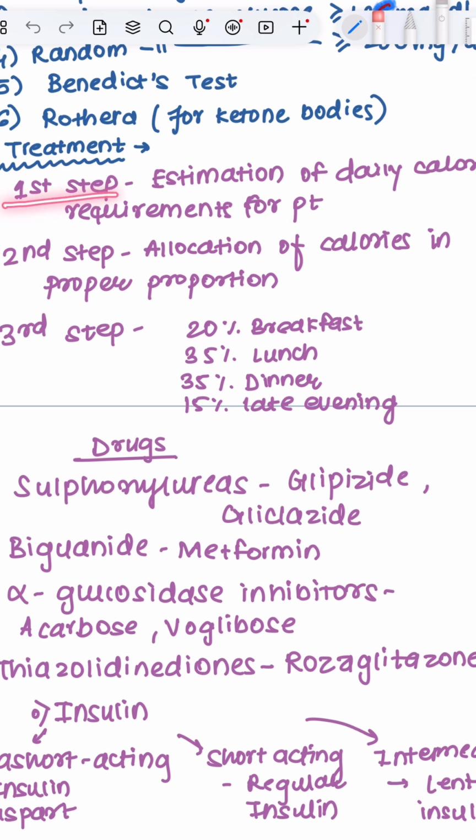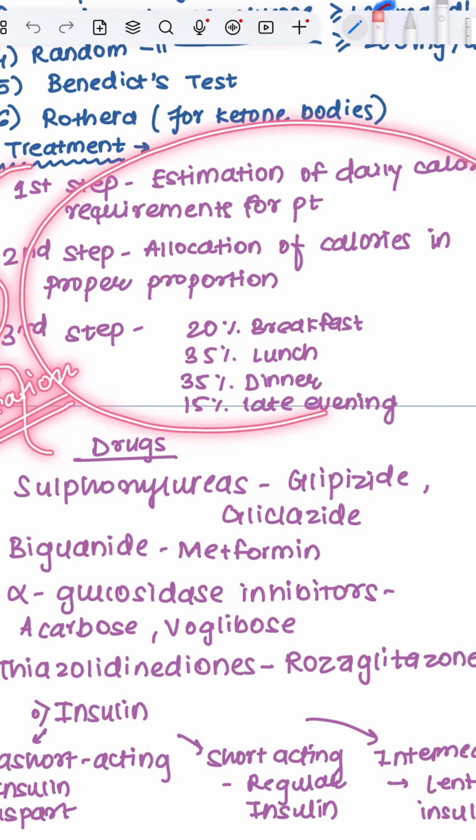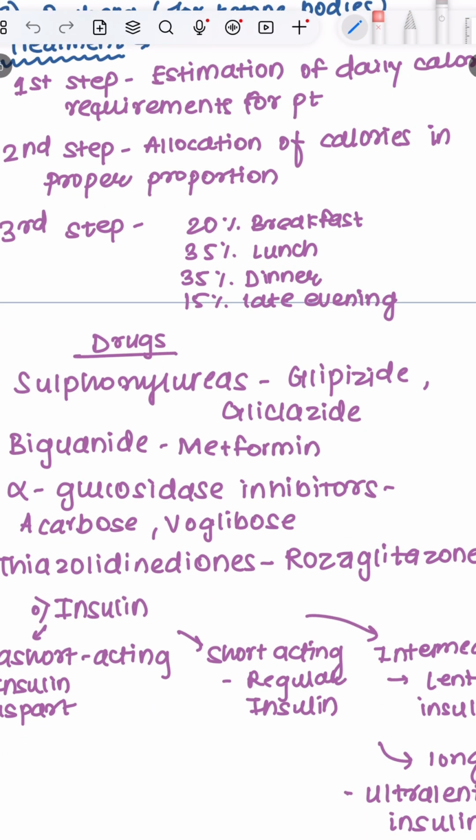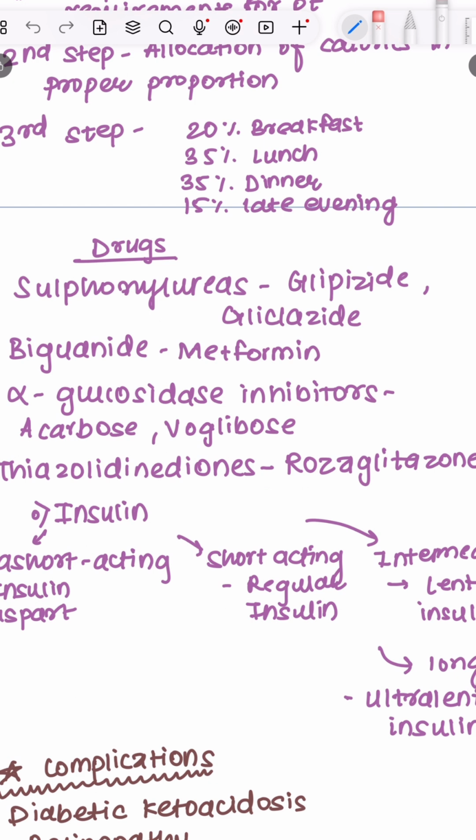Now for treatment, the first step is to estimate the daily caloric requirement for the patient. Step 2 is allocation of calories in proper proportion, and the third step is allocation of the calories. Now these are your non-medicational treatment modalities. Here you are not providing the patient with any kind of medicines or insulin therapy. You are just trying to maintain the glucose level of the patient by normal physiologic factors which are in your hand.